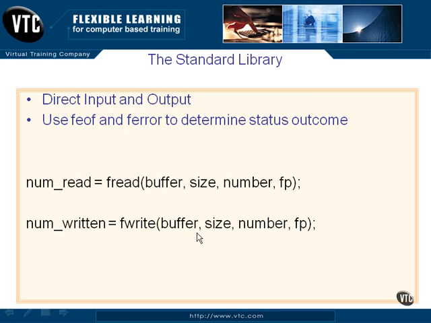Fwrite will write from our buffer a size object and how many of them to this file pointer. And it will return back to us how many were written. That should be the same as what we asked for on an fwrite. Of course, the disk could have been full or something like that, and then we have to check ferror. We won't get end of file on an fwrite, but we could get ferror set on an fwrite. Okay, fread and fwrite, direct input and output.